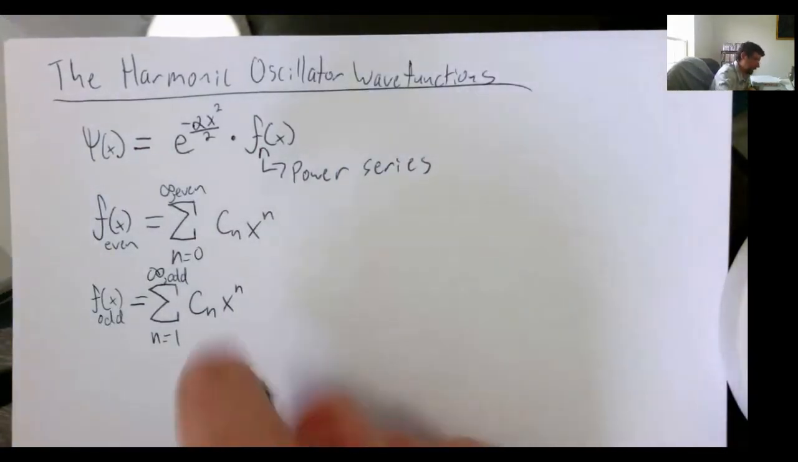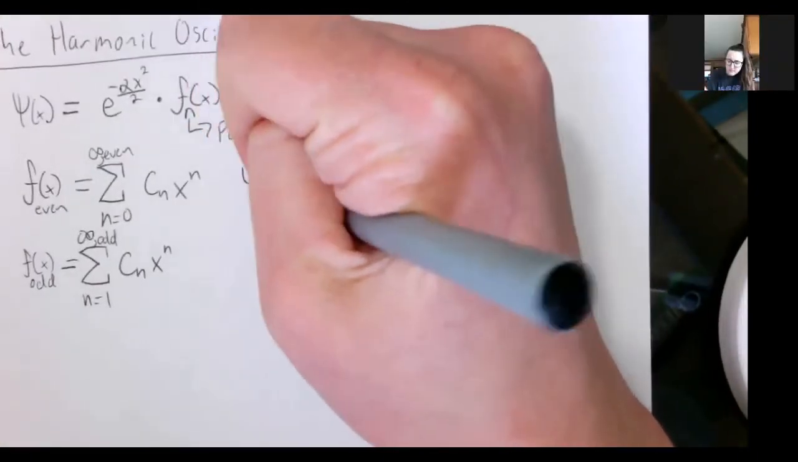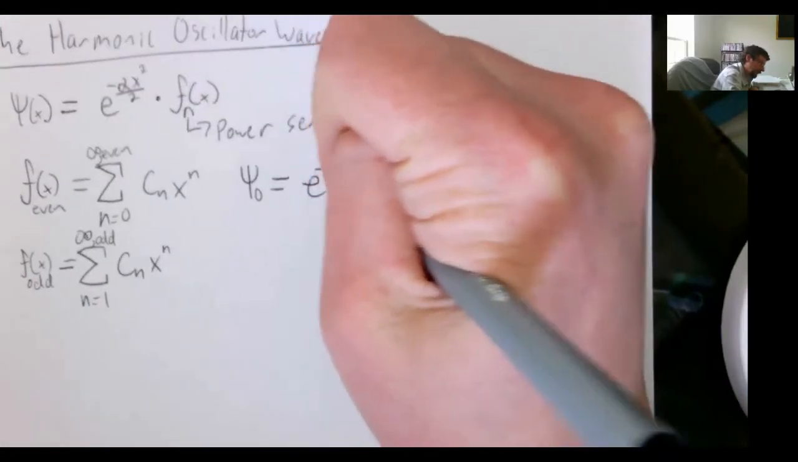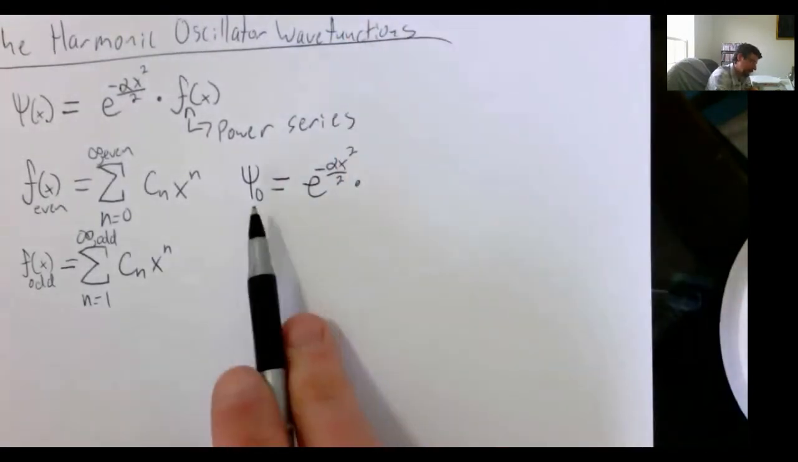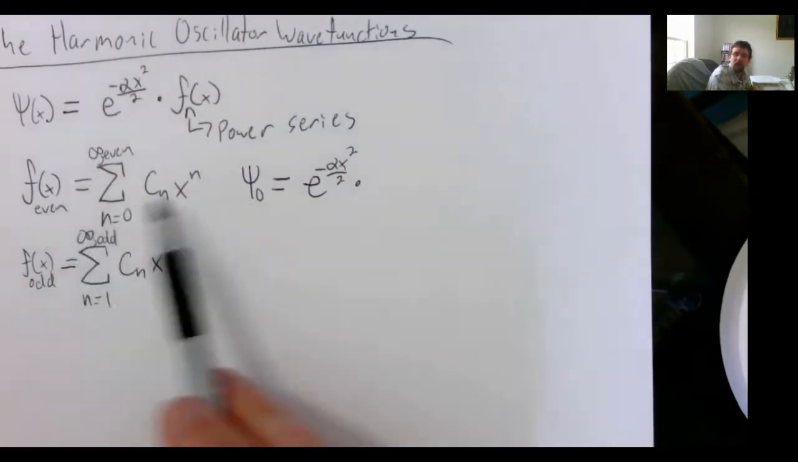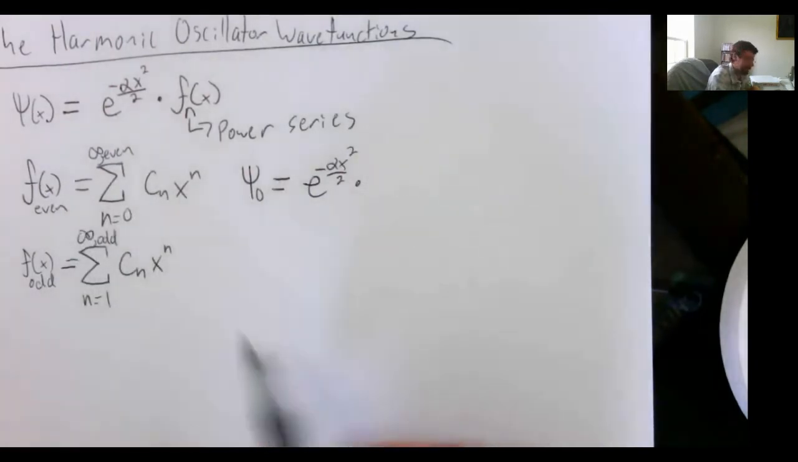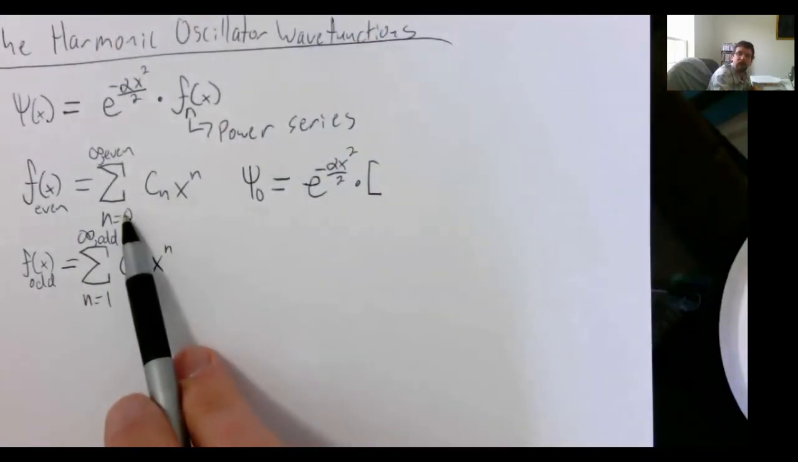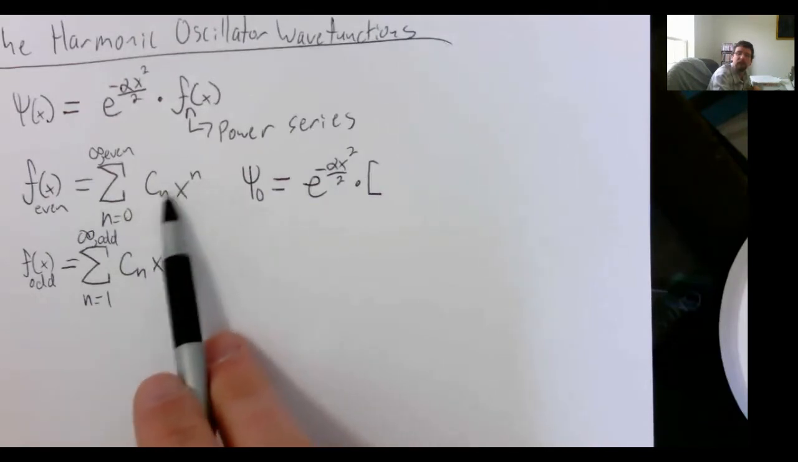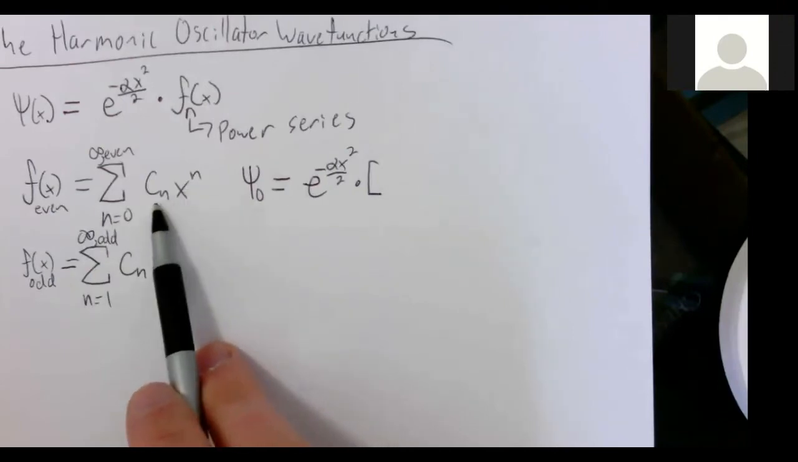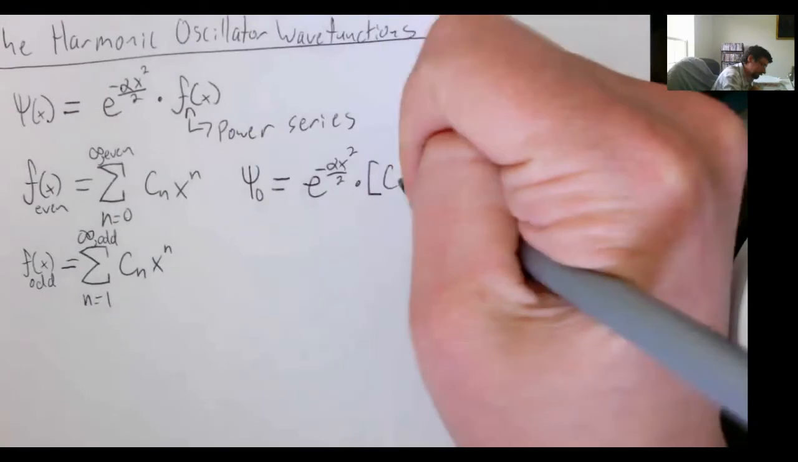So let's look at the wave functions for the first couple of energy levels. We're going to get that e to the negative alpha x squared over 2 times what? Remember, 0 is considered even in this case. What else do we need to include for our power series? If we have n equal to 0, it becomes c sub 0.